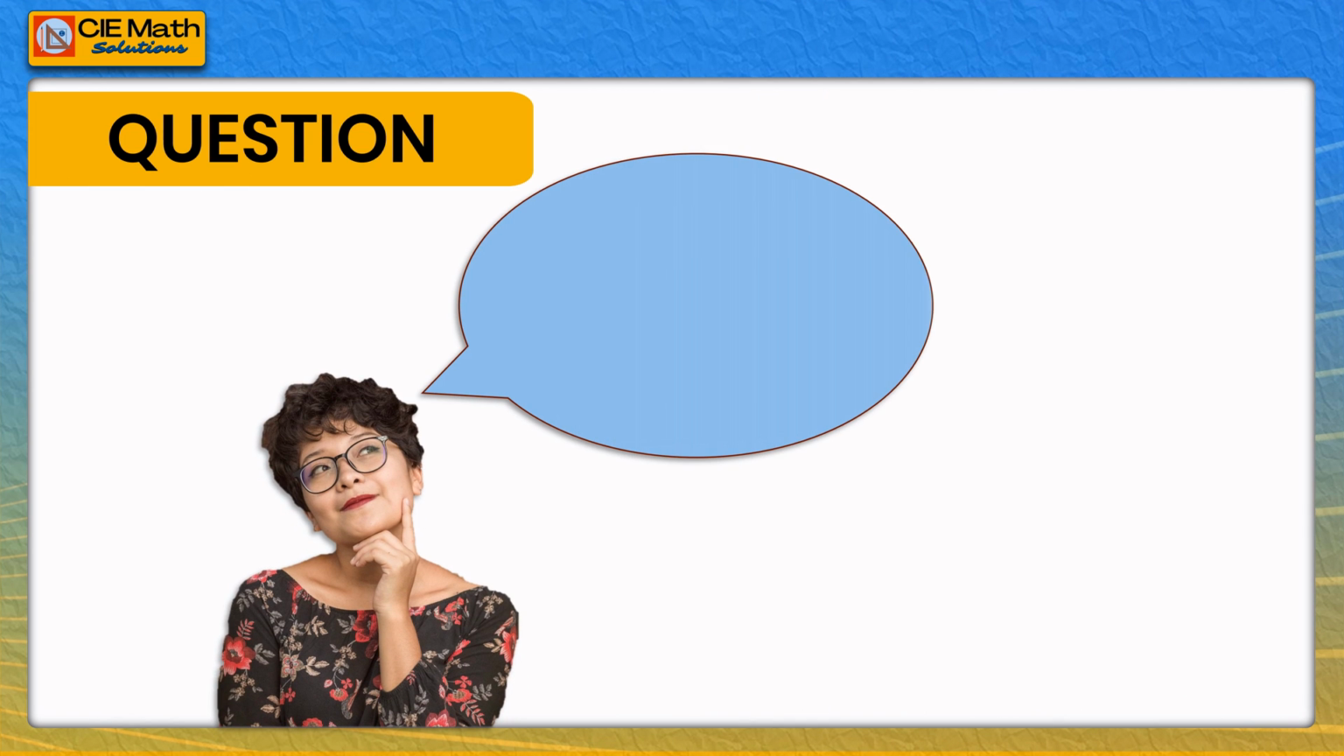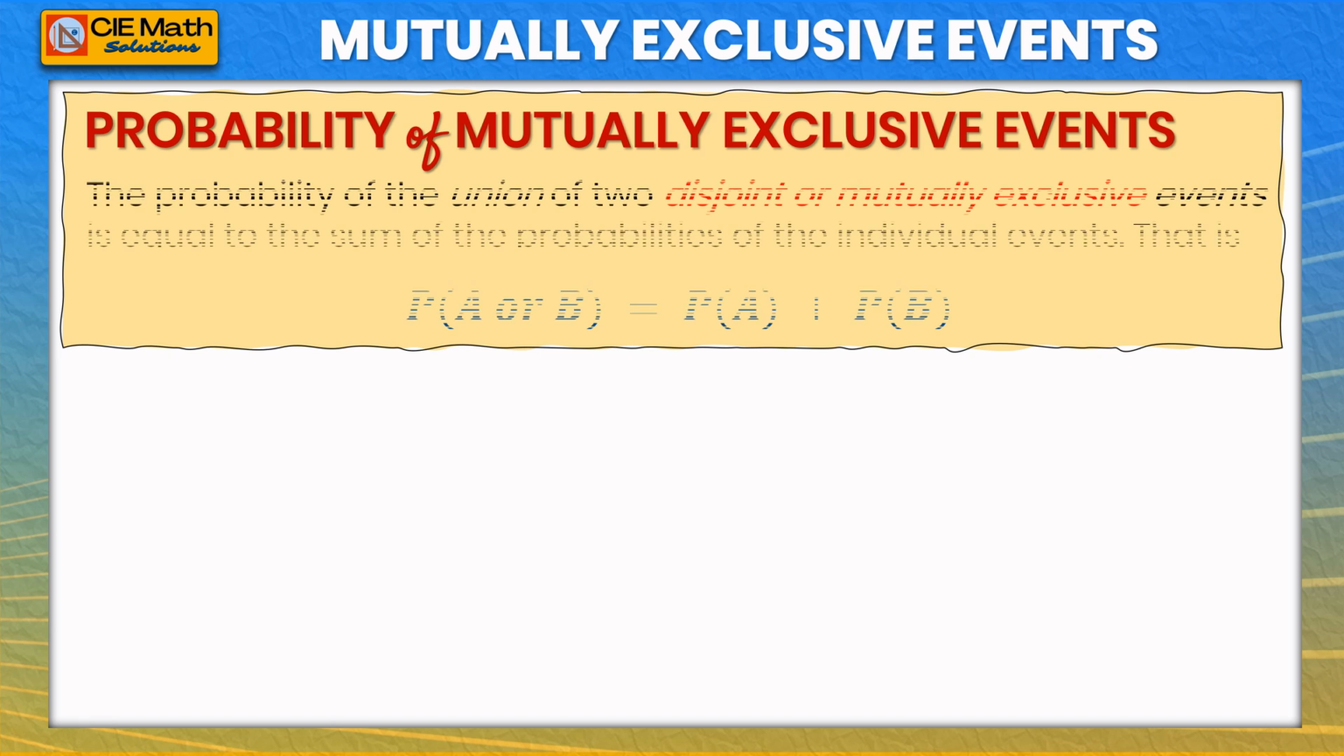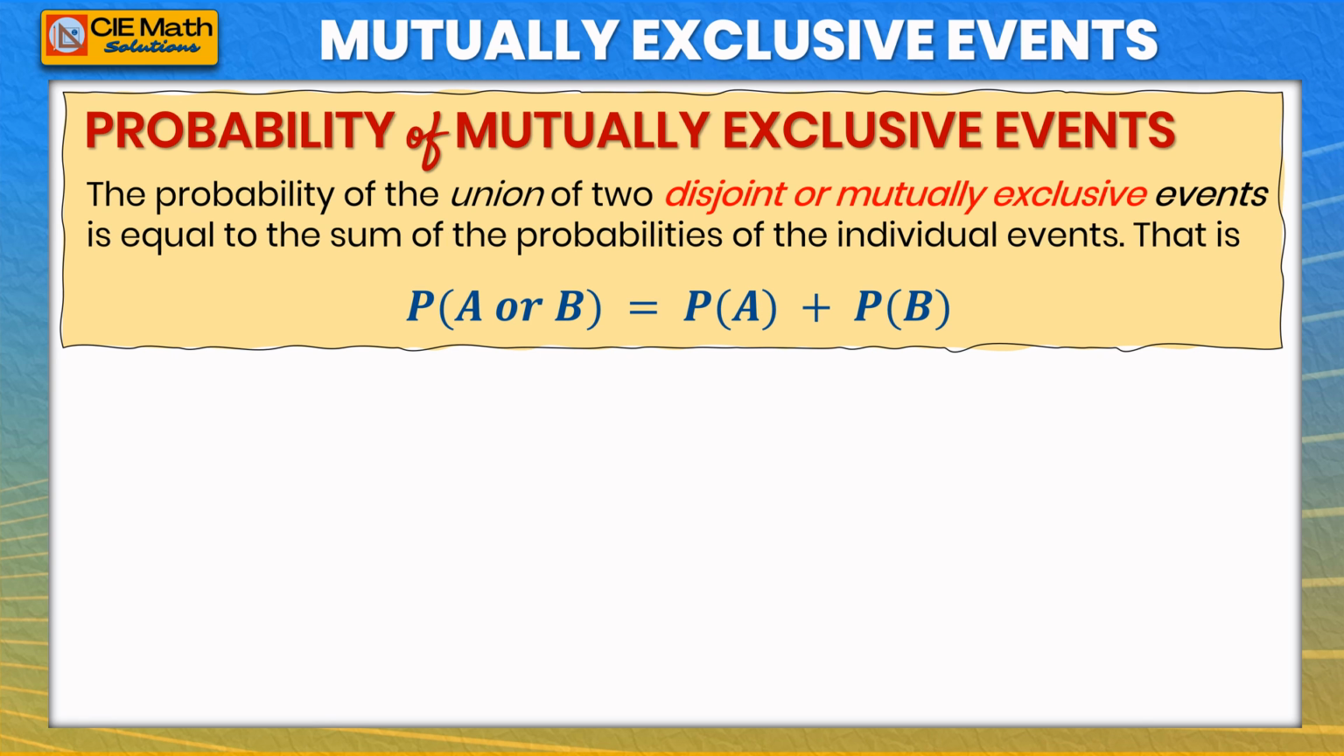The question now is, how can we find the probability of mutually exclusive events? The probability of the union of two disjoint or mutually exclusive events is equal to the sum of the probabilities of the individual events. That is, probability of A or B is equal to probability of A plus probability of B.